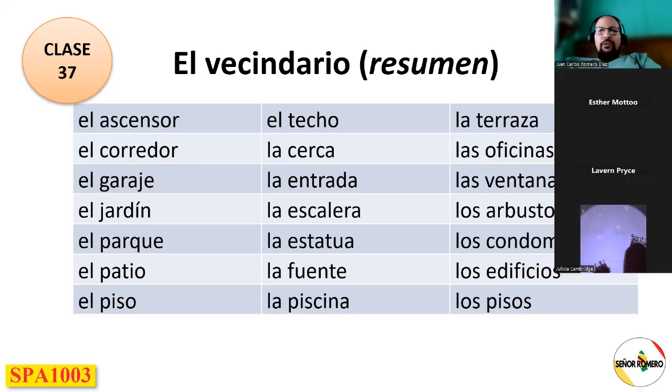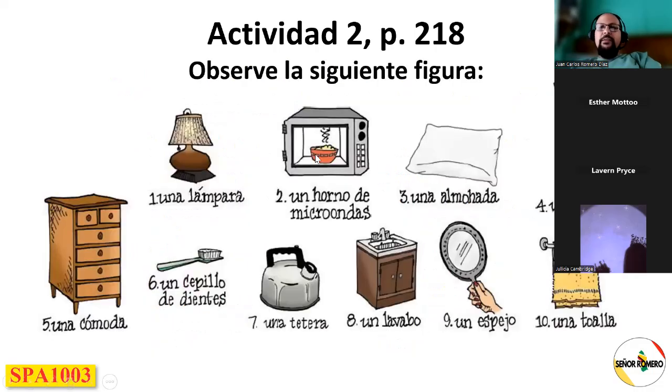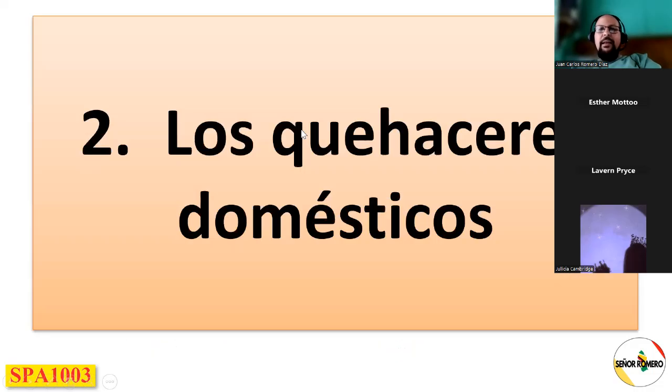So el piso, the floor, and well, go to class 37, guys. Go to class 37 and you will see the meaning of all those words. I really hope that you have watched class 37 before this revision. Well, that was the vocabulary related to la casa and el vecindario.